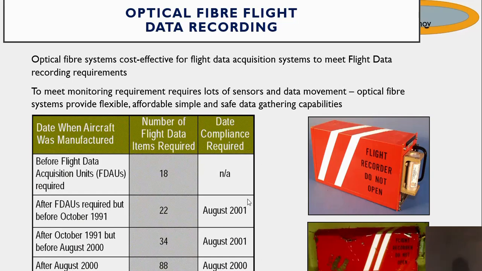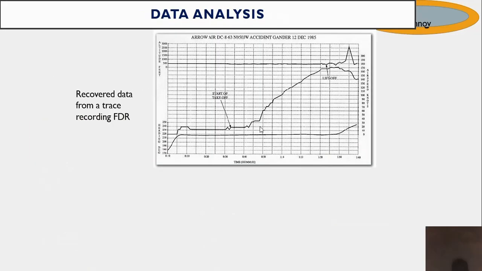After October 1991, but before August 2000, the flight data items required were 34. After August 2000, 88 flight data items were required. Recovered data from a trace recording, that's the data analysis.